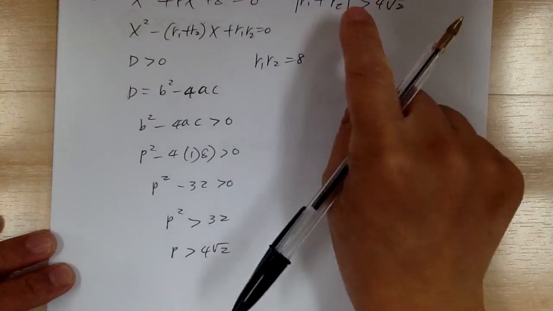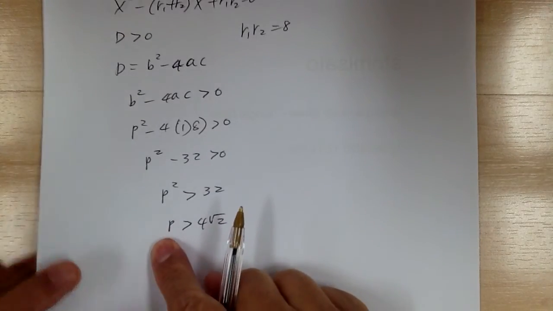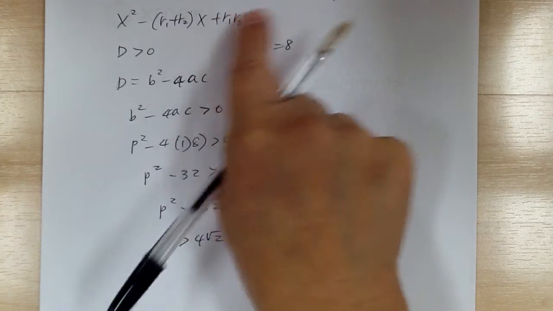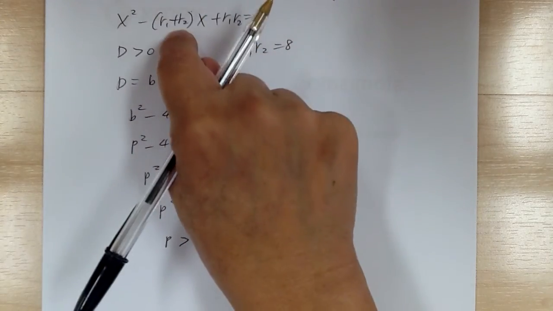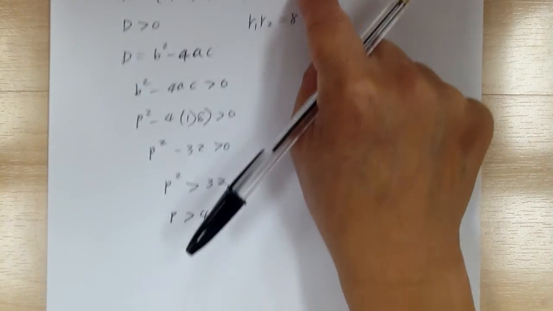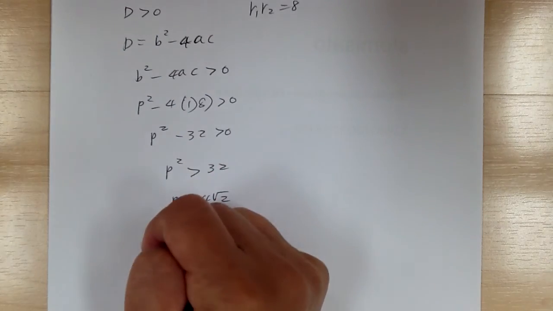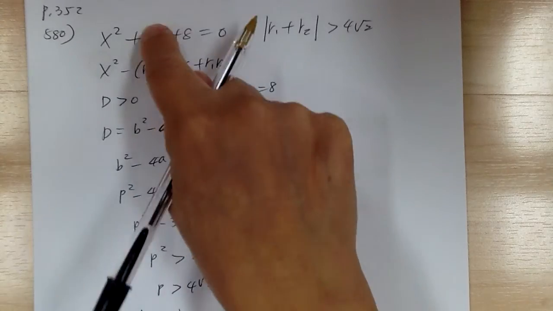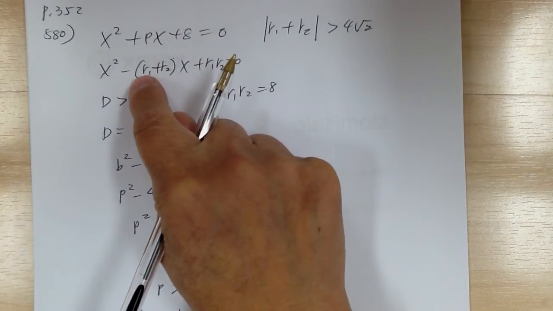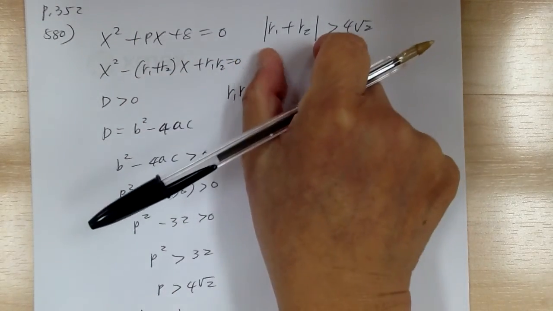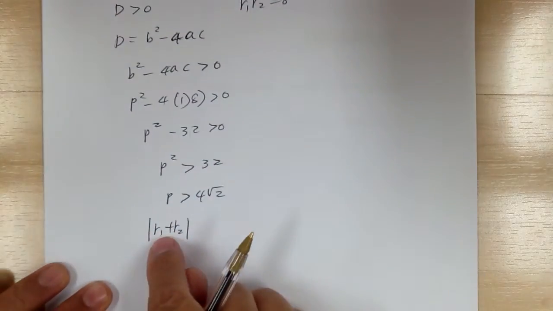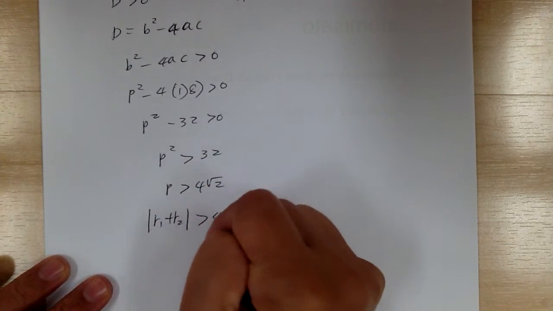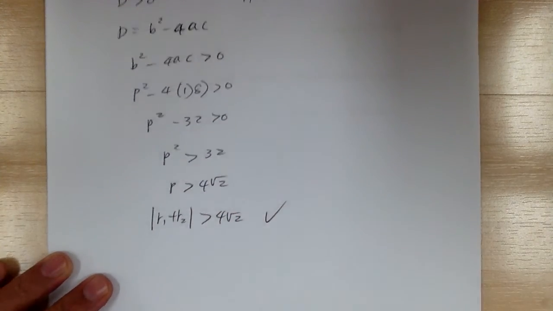And from here, because we deal with absolute value, if you match it up, P would be just the absolute value of R1 plus R2, right? Again, because you can just match up. See, P is negative (R1 plus R2), but because we're taking absolute value, P would be just R1 plus R2. So this will equal to that. So therefore, it has to be greater than 4 square root of 2, and that's your proof.